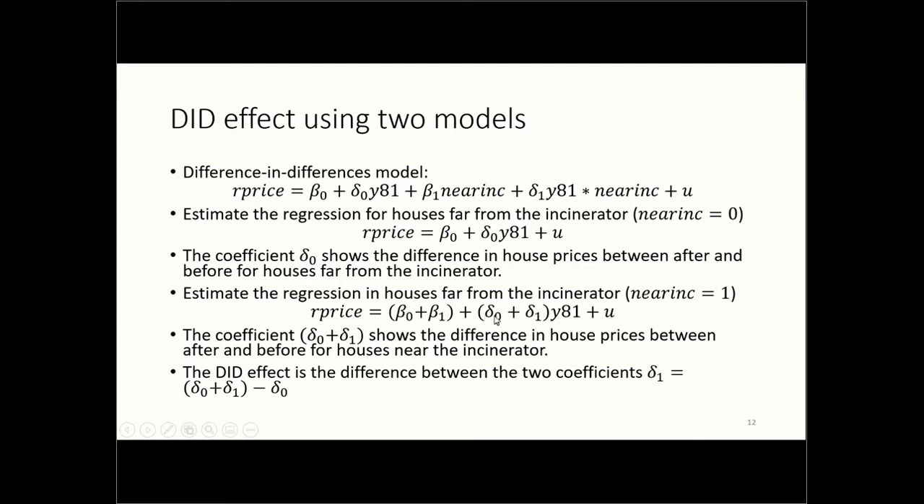So this coefficient here minus this coefficient here. So notice that we have delta 0 plus delta 1 minus delta 0. So these two would cancel out. So we would have delta 1. So what we have accomplished here is we have taken the difference in the other way.